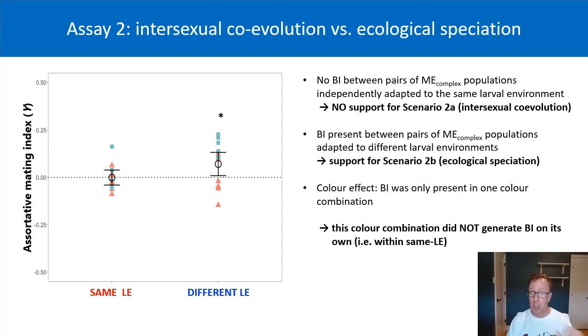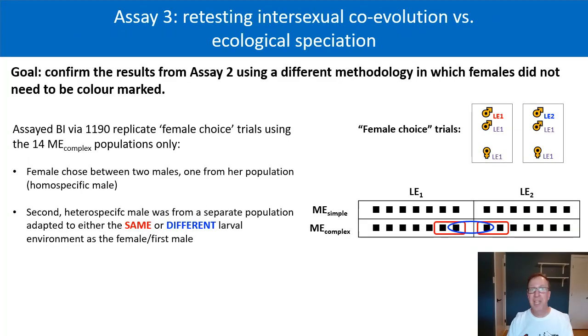The second experiment used different food coloring. It was done by different students in a different lab. But nevertheless, it made us nervous enough that we wanted to repeat this assay using a different technique and not the same coloring. So we conducted assay 3.